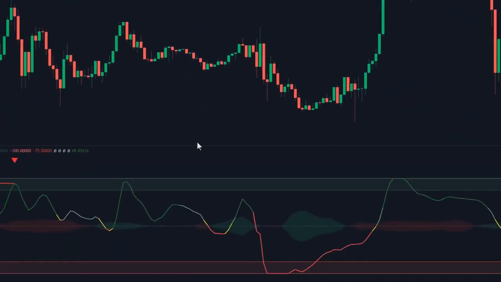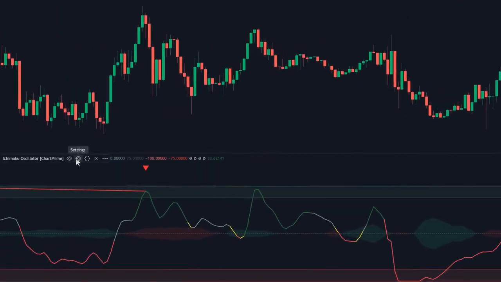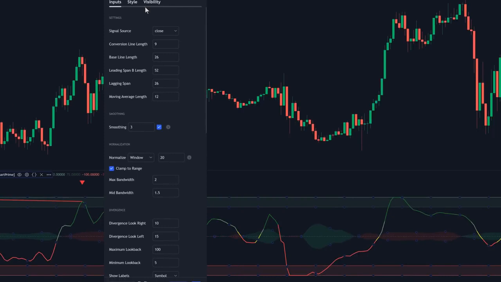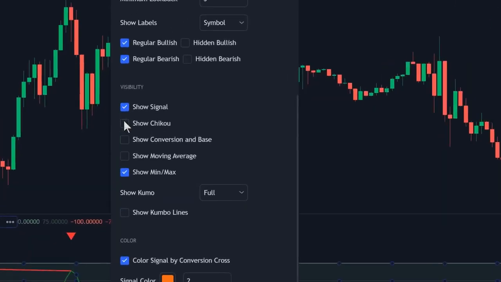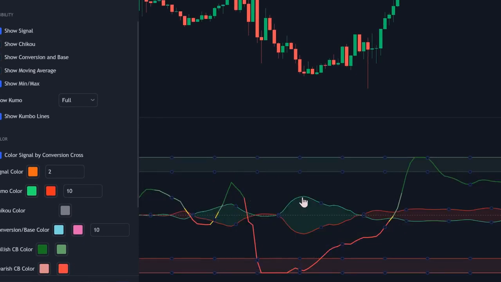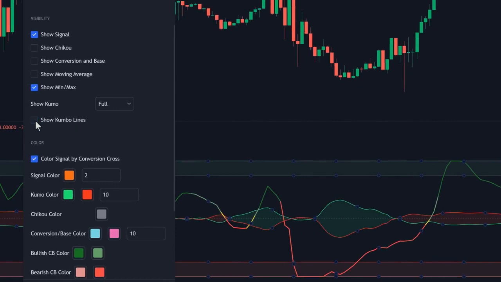Now, to explore the rest of this indicator's components, we need to access its settings. Inside the settings, we can see that we have options like the Chikou line, the conversion and base lines, the moving average, and then we have the Kumo lines. And as you can see, the space between the Kumo lines is filled with green and red background colors. Because of that, we're not going to be needing to show the Kumo lines.